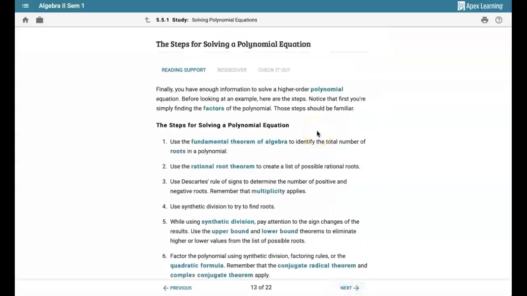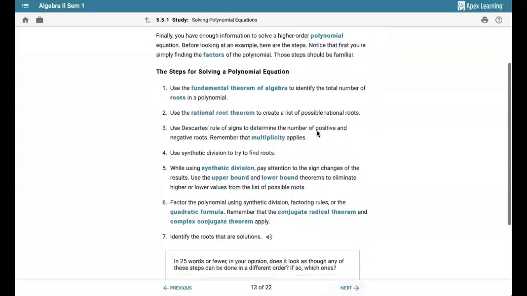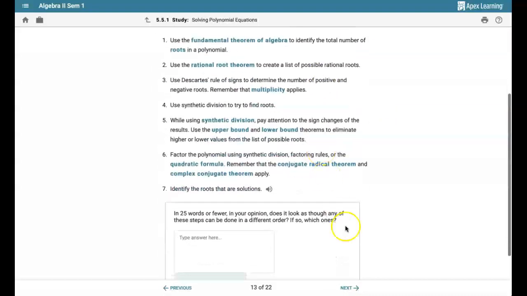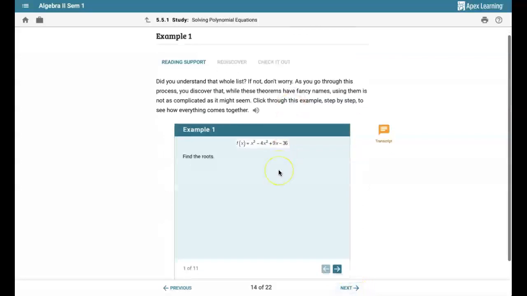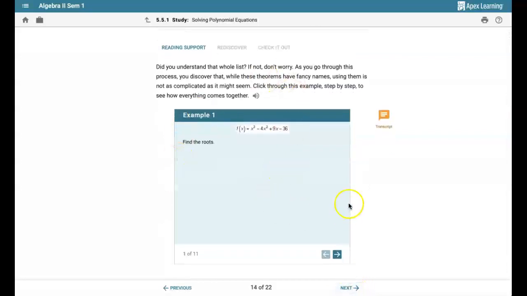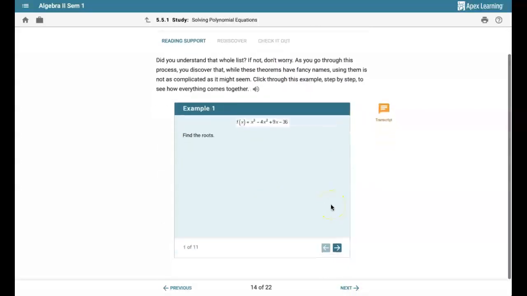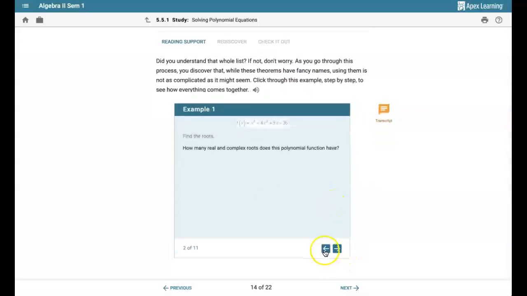So the steps for solving a polynomial equation are right there. I'll let you look at that. It's basically the steps that we've been walking through here. Now, understanding the whole list is kind of a lot, so we'll go through maybe one example. Finding the roots for this one, it's x cubed, so I know that we're going to have a potential of three roots.